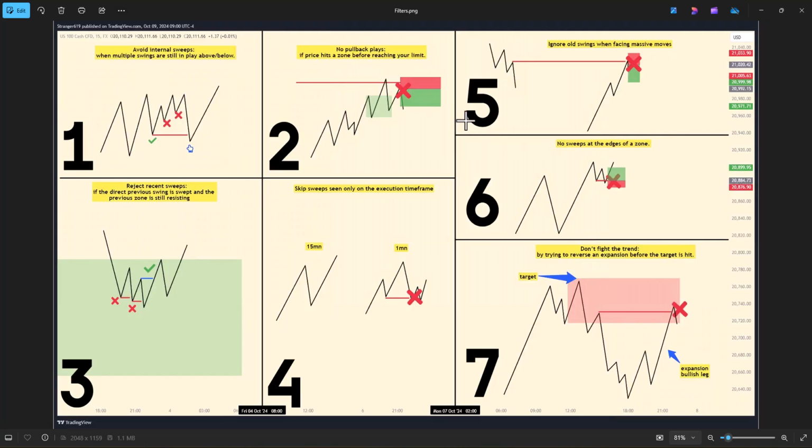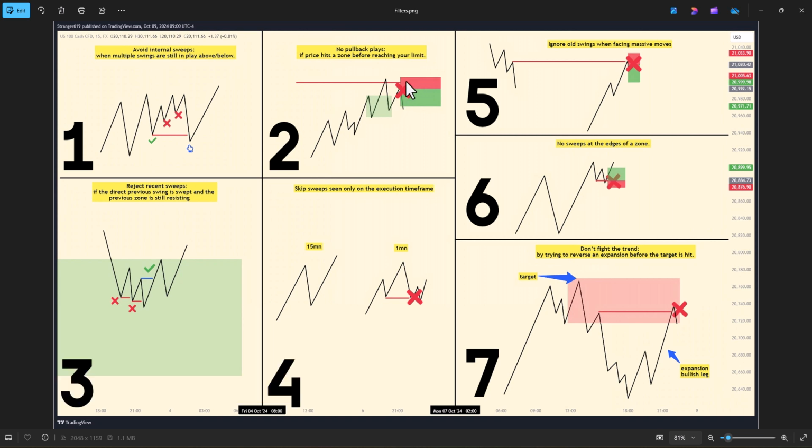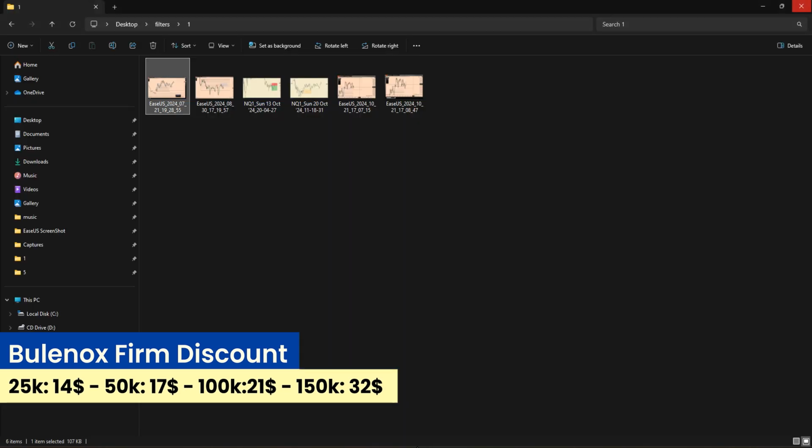Let's go now to the second filter, which is no pullback plays if price hits a zone before reaching your limit. So sometimes price will trade to the upside. It will sweep a previous high, and you are looking to take a trade, but it will reject from it, tap into a previous zone, a bullish point of interest, and then you're still trying to short it, but that sweep, that rejection already fulfilled its objective, and now we are going into another expansion leg. So follow the trend, and let's go to examples.